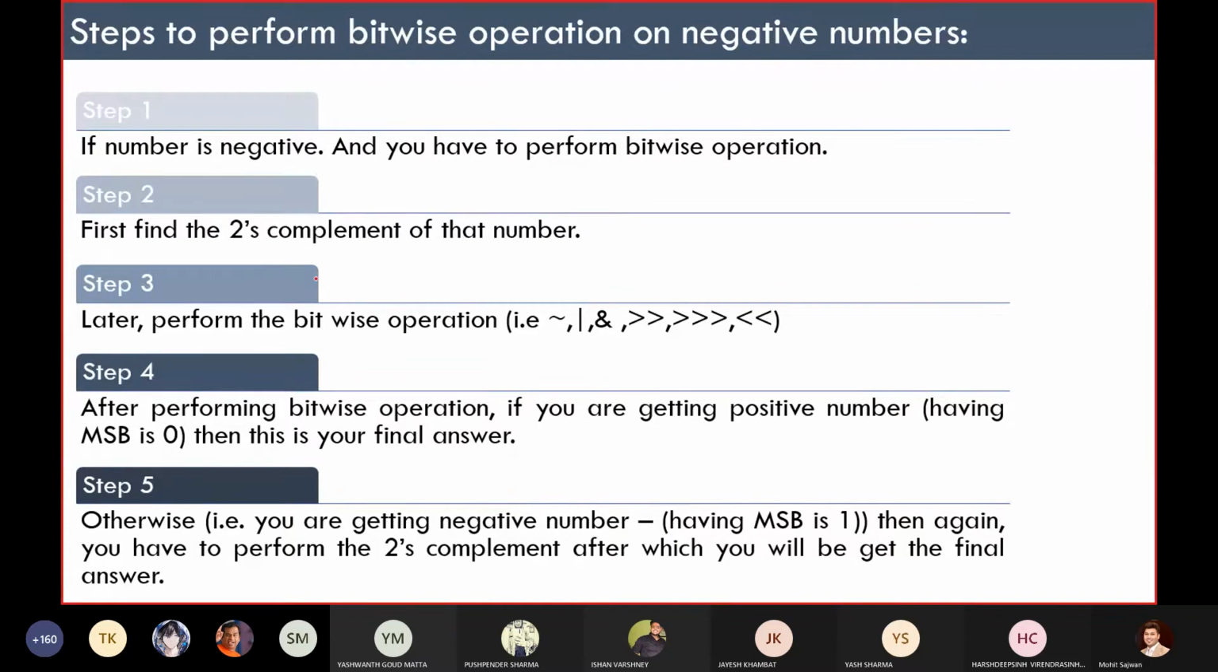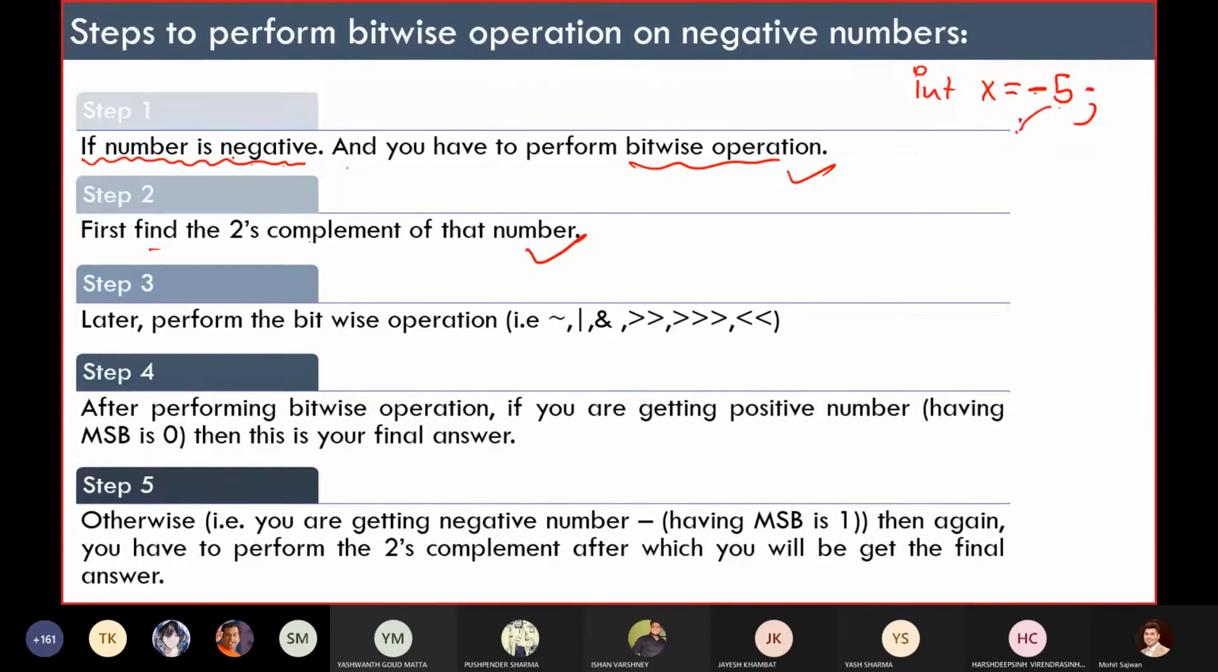Okay. So whenever you get any question related to that, your first step is to find out whether it is a positive number or a negative number. Suppose you get int x equals 5, then no need to worry, you can perform whatever operation you want. But if you get x equals minus 5, which is negative, and you have to perform a bitwise operation, first of all you find out the 2's complement.